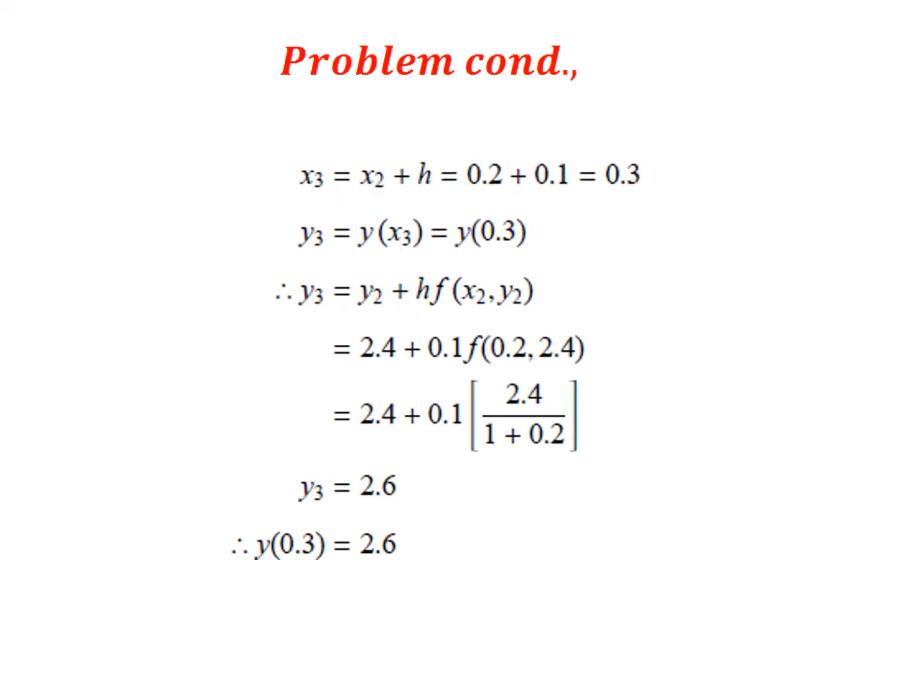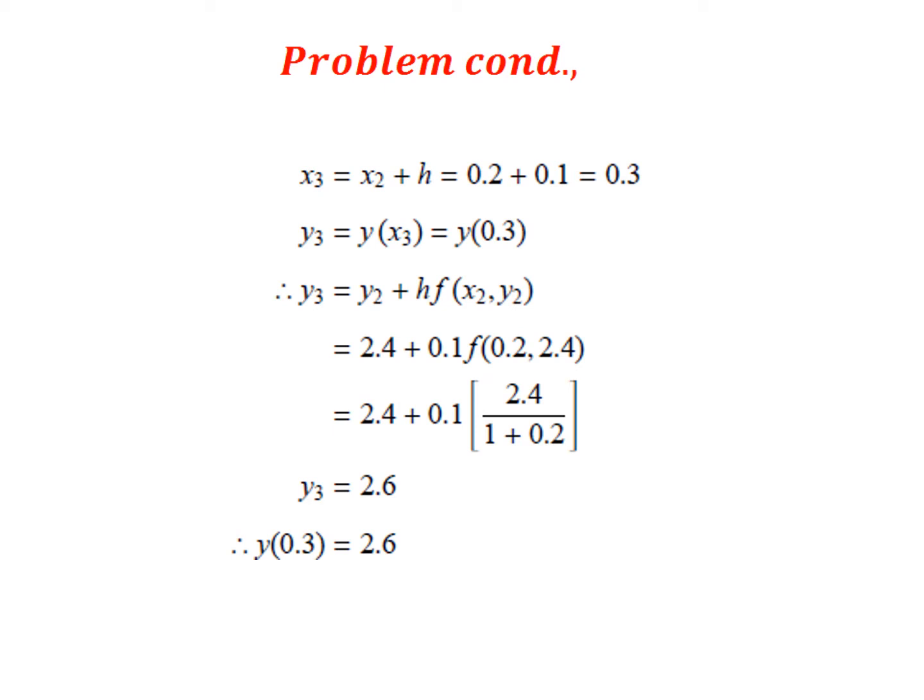So let us move on to the y3. So x3 is equal to x2 plus h is the formula. Replace x2 value and h value. I will get x3 is equal to 0.3. Now y3 is equal to what? Y of x3, which means x3 is equal to 0.3.